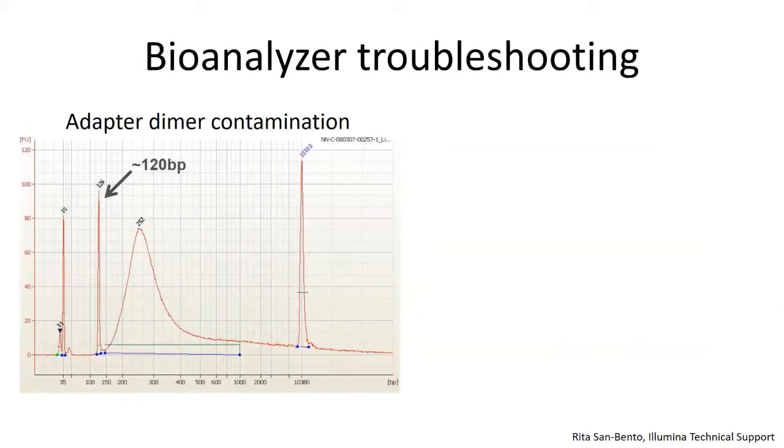Here's a couple traces of libraries that have problems with them. This is an example trace of a library that has major adapter dimer contamination at this peak here. This shows adapter dimers. This library needs to be cleaned up in order to remove the adapter dimers before sequencing. Otherwise, you're going to get a lot of garbage reads and waste a lot of your sequencing depth.